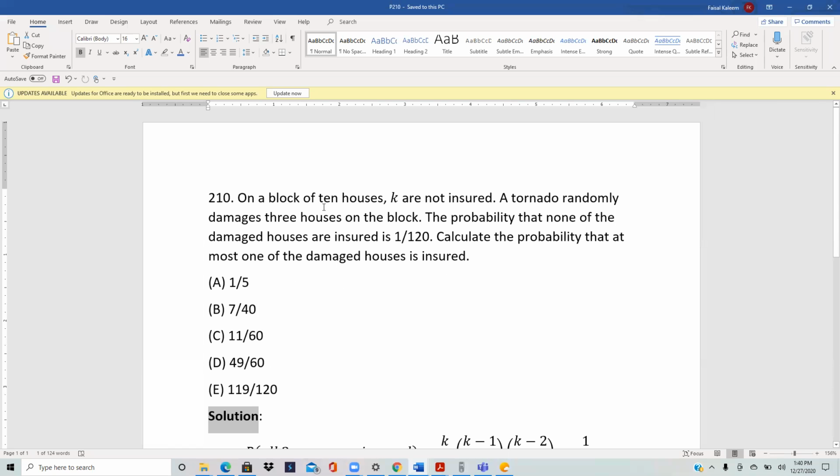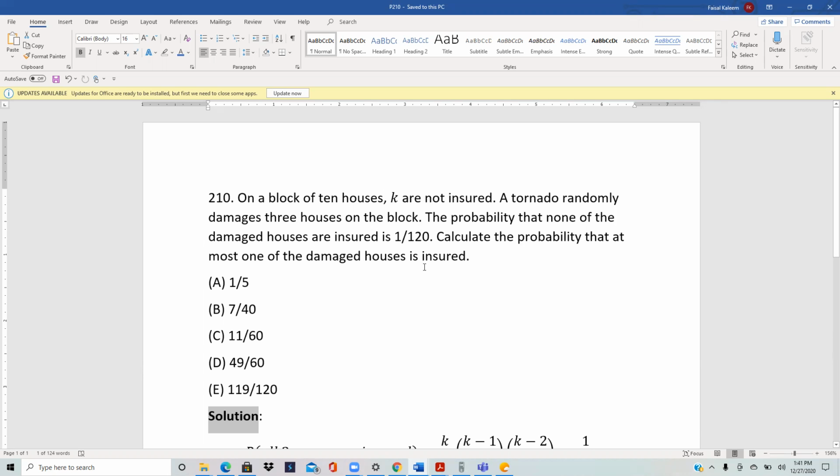On a block of 10 houses, K are not insured. A tornado randomly damages 3 houses. The probability that none of the damaged houses are insured is 1 by 120. Calculate the probability that at most one of the damaged houses is insured.